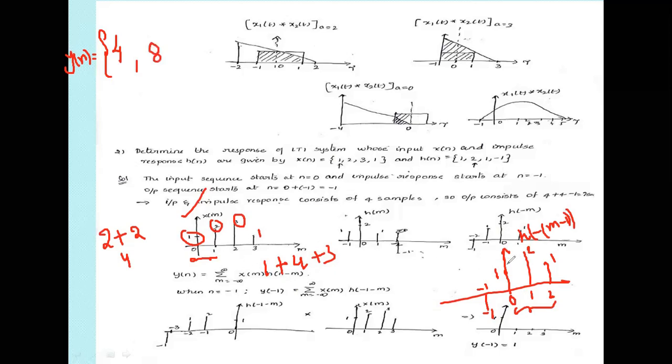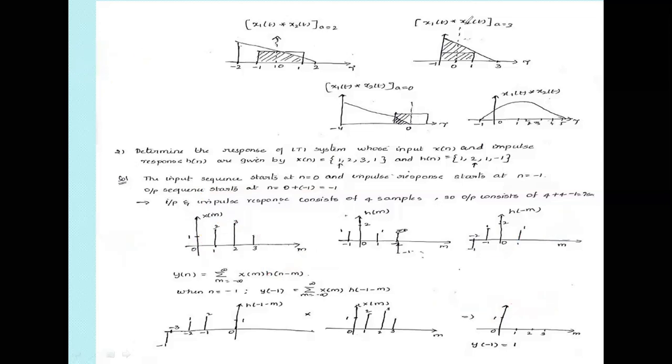Okay, 1 into 1, here the magnitude is 1. And 2 into 2, 4. And here the 3 is there. 3 into 1 is a 3. Understood, my students? Further, you can move like that: 4, 8. Already we got the 4, 8 the value.